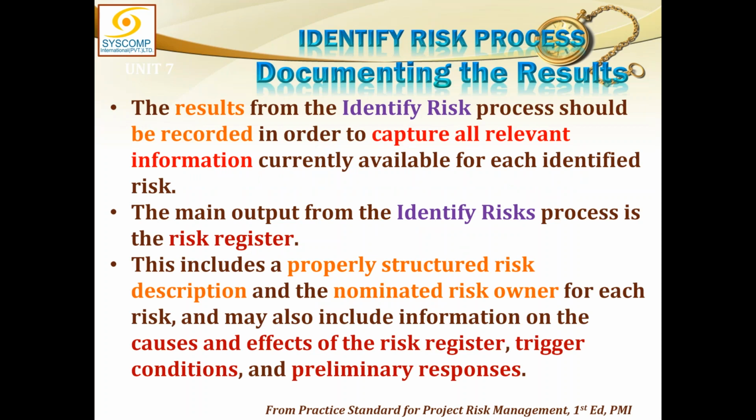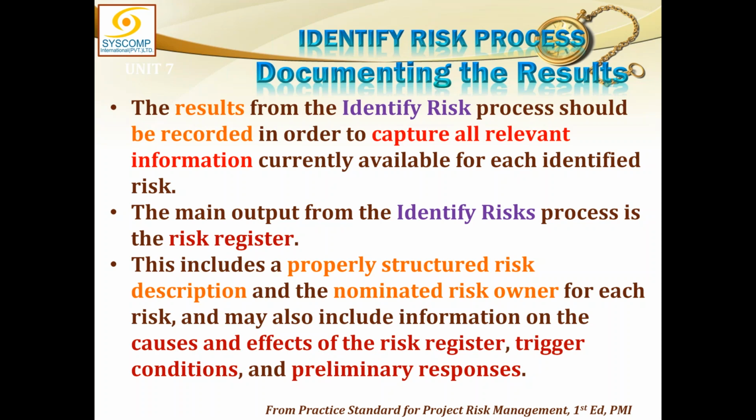Finally, you document these results. The results of the identify risk process should be recorded in order to capture all relevant information currently available for each identified risk. The main output from the identify risk process is the risk register and, naturally, the risk reports according to the sixth edition. This includes a properly structured risk description and a nominated risk owner. So at least every risk identified should be in the risk statement format and should have a nominated risk owner, if not anything else.